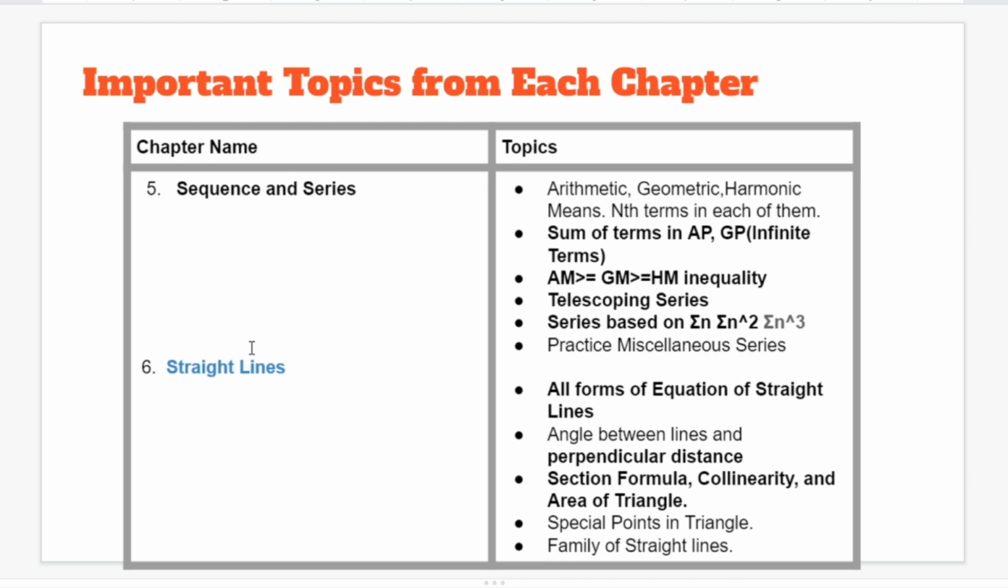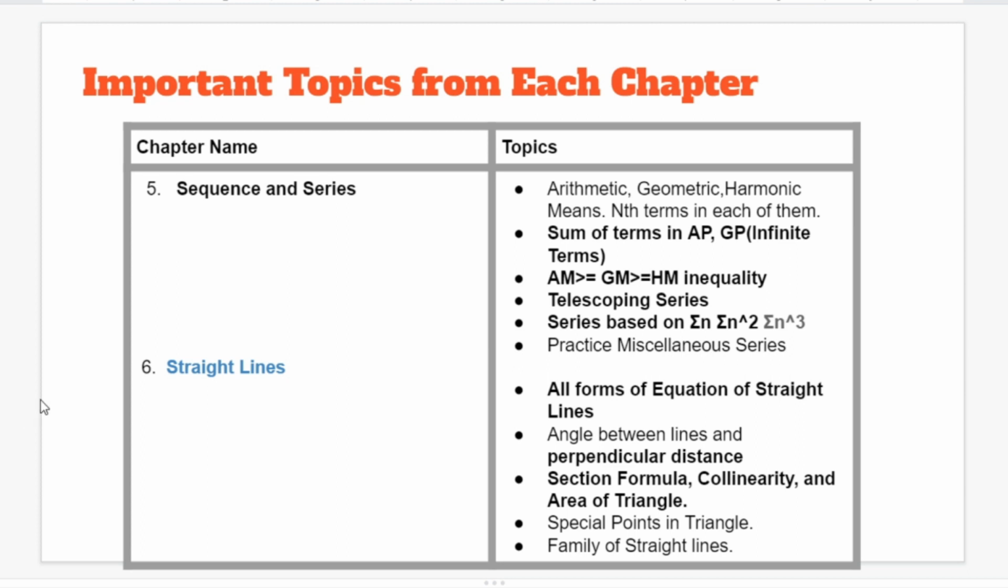Coming to straight lines, as you see, it's the foundation of coordinate geometry. So keep up the grip in that, so that you can boost your score in coordinate geometry. We start with knowing all the forms of straight lines, then we go through perpendicular distance, angle between straight lines, section formula, collinearity, area of triangles. Then we move up to family of straight lines. Then we have special points in triangles like orthocenter, circumcenter, centroid. So straight lines as a foundation is very important.